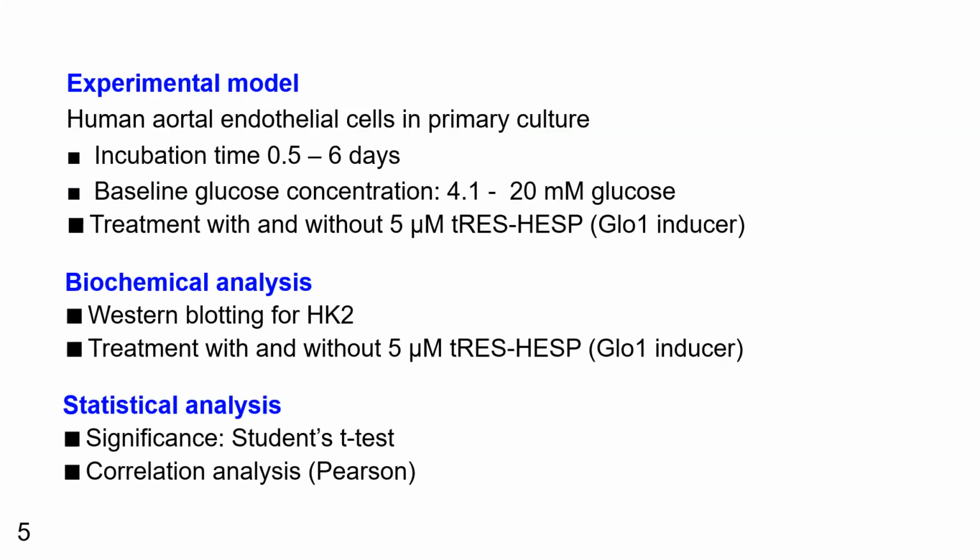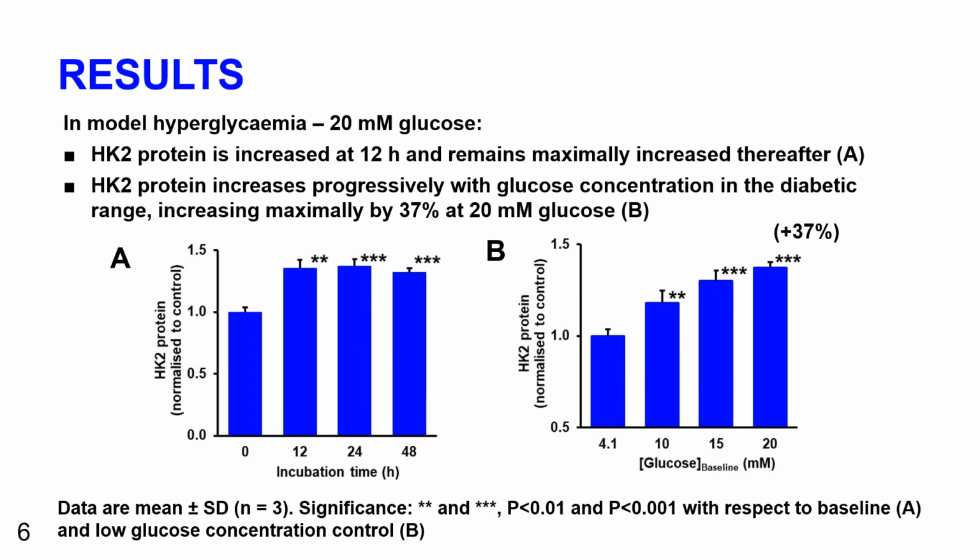The experimental model is human aortic endothelial cells in primary culture incubated from 0.5 to 6 days with baseline glucose concentration 4.1 to 20 millimolar glucose, with and without 5 micromolar GLO1 inducer. The results: in model hyperglycemia, 20 millimolar glucose, hexokinase-2 protein is increased at 12 hours and remains maximally increased thereafter.